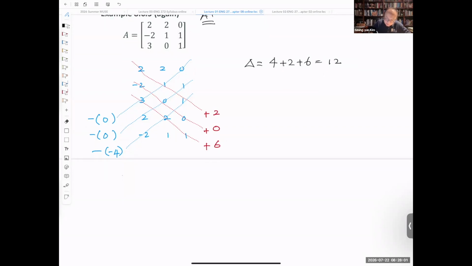Next, I want to find the transpose matrix. So circle this and put some stars around it. We need to find the transpose matrix of any given matrix. That's really important. What is the transpose matrix? It turns rows into columns. So we have 2, 2, 0, then negative 2, 1, 1, and 3, 0, 1.